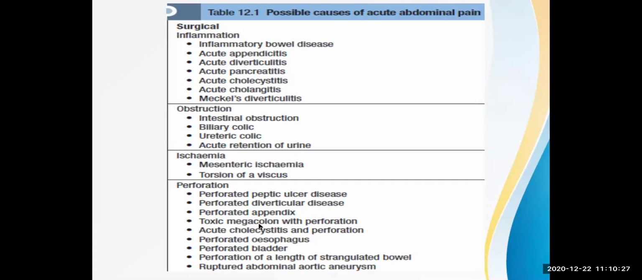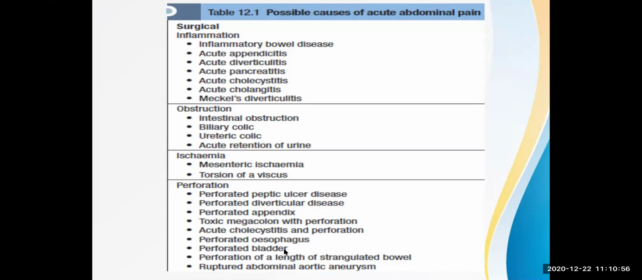There is a huge dilation of the colon. It can perforate anytime. Acute cholecystitis and perforation: this is a complication of acute cholecystitis. And when it is perforated, remember there is passage of the stone into the small bowel. A perforated esophagus probably occurs during some sort of investigation, like upper GI endoscopy.